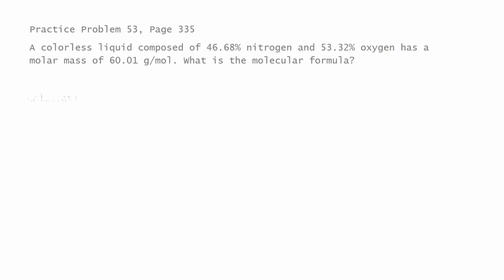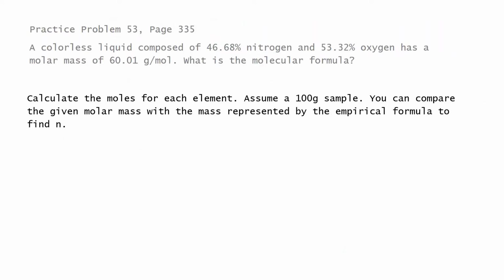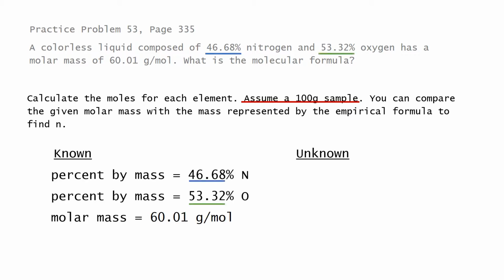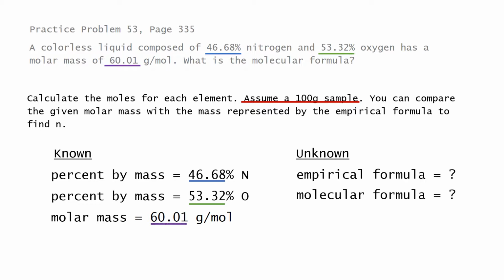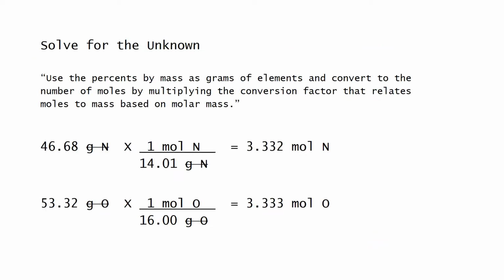We first need to calculate the amount of moles in each element, and we also need to assume that the sample is 100 grams. We already know the percent by mass for each of the elements in the molar mass. We first need to solve for the empirical formula, followed by the molecular formula. We first need to take the percent by mass as grams and divide that by the atomic mass of each element in order to get the amount of moles in each of the elements.